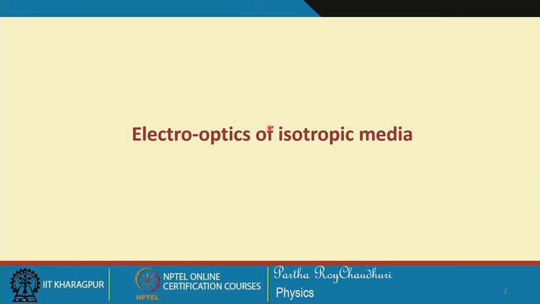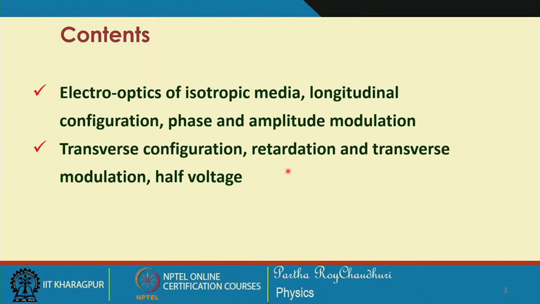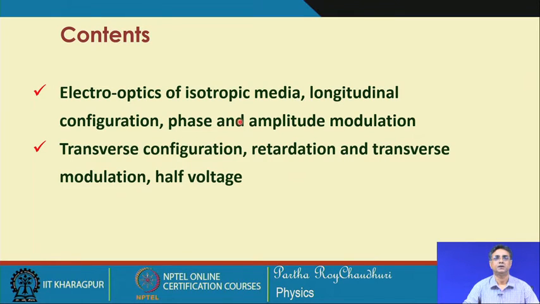And we will be again continuing with the electro-optics of this isotropic medium, in particular this gallium arsenide crystal. We will be discussing now the longitudinal configuration, that is when you apply a voltage along the length of the crystal along which the light is propagating, then how it has to be configured for phase modulation and for amplitude modulation, then what will be the consequence of that in terms of the modulation by refringence, then half voltage.